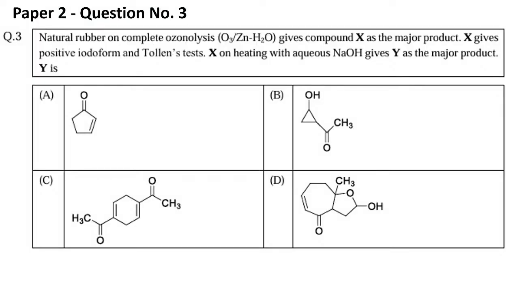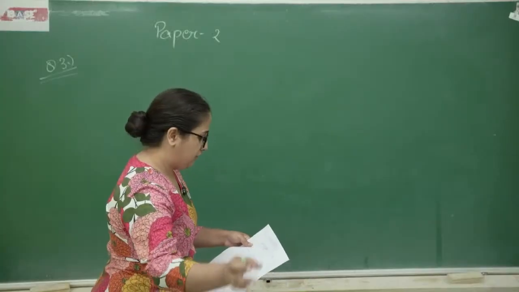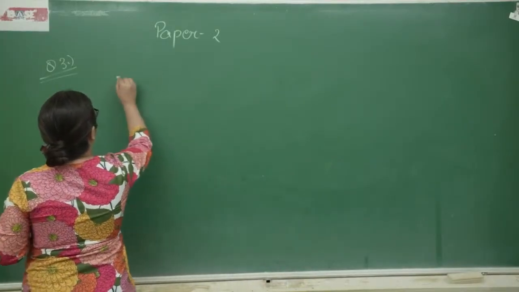Paper 2, question number 3 we are doing. Natural rubber on complete ozonolysis gives compound X as a major product. X gives positive iodoform test and Tollens test. And X on heating with aqueous NaOH gives Y as the major product. What is Y?